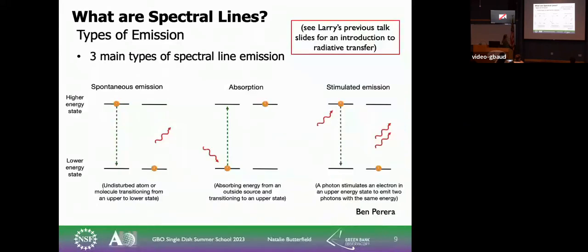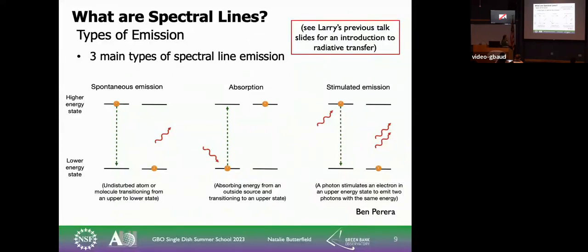All right, so Larry had previously mentioned the radiative transfer, so I'm not going to go into the details since he went through all the equations for that, but I wanted to essentially outline what these different mechanisms are, put them into these diagrams here. And so we have three main types of emission. We have spontaneous emission, we have the absorption, and then we have stimulated emission.